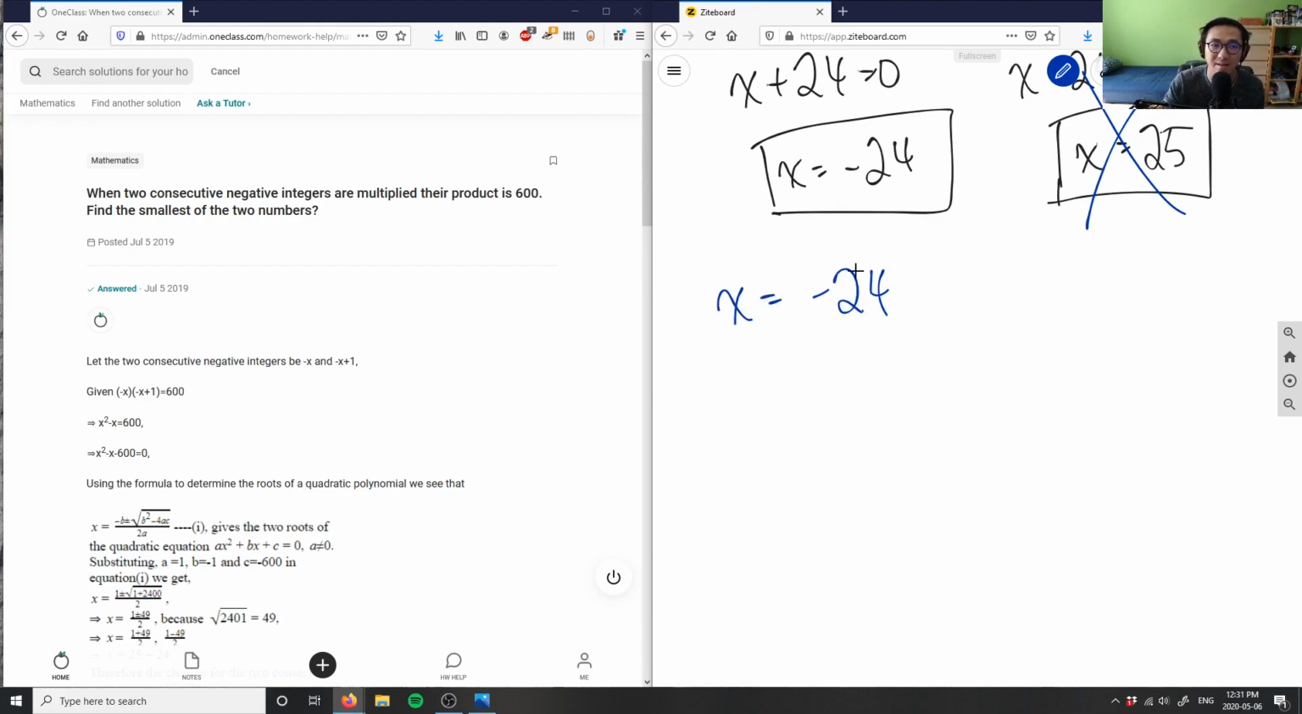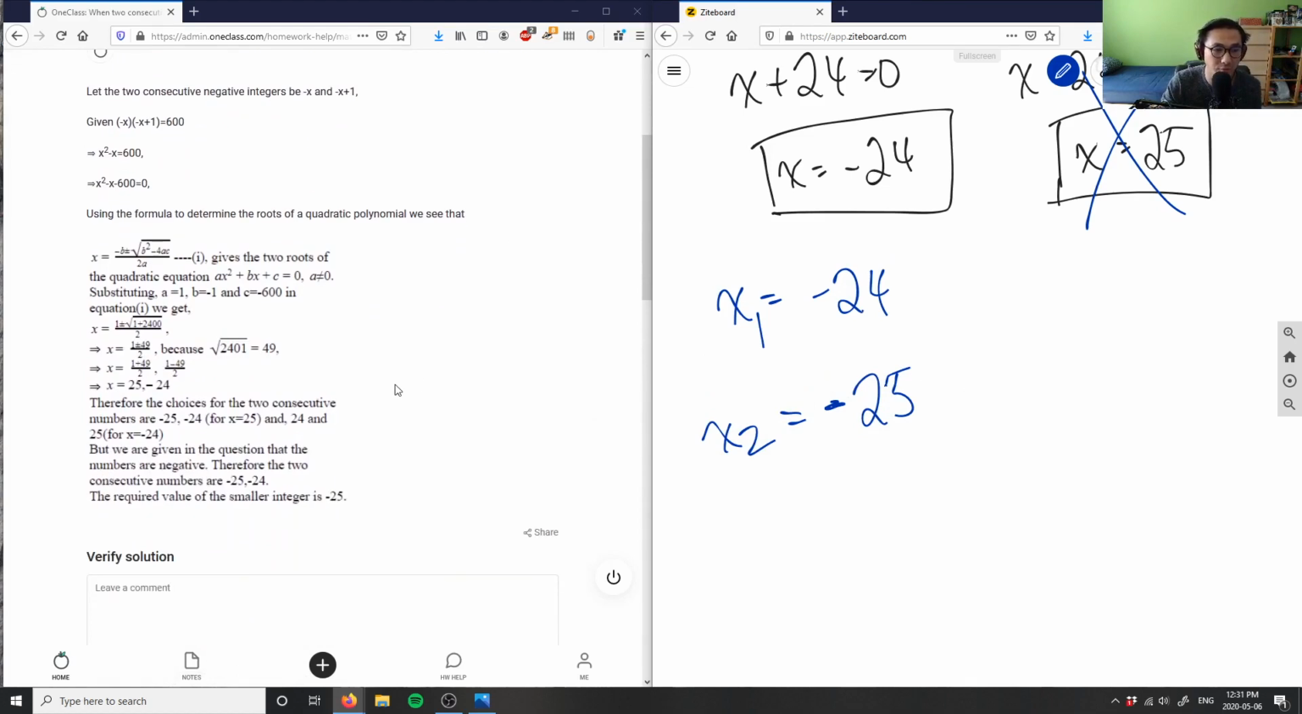I said let x be the first number, and I said let x minus 1 be my second number, the next number. This would equal negative 25. So these two are my numbers. As you can see, negative 24 times negative 25 makes 600, so this solution is correct. Again, the two consecutive numbers are negative 25 and negative 24. So this is our correct solution.